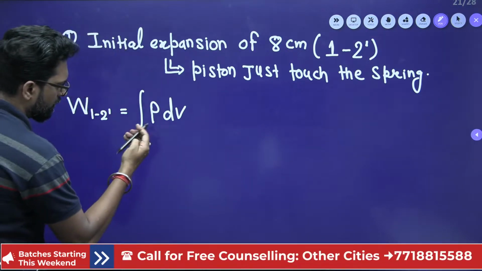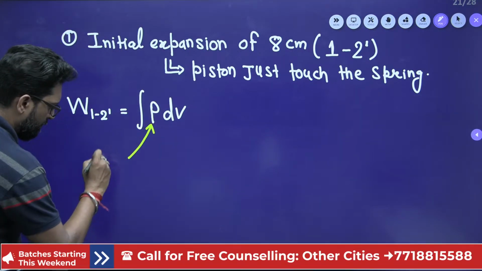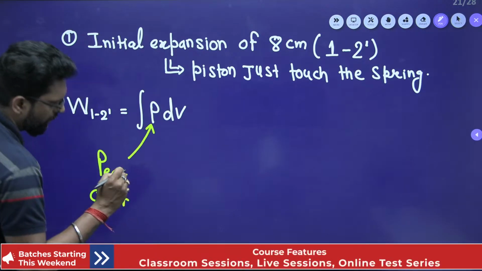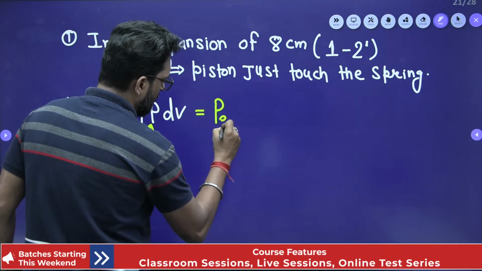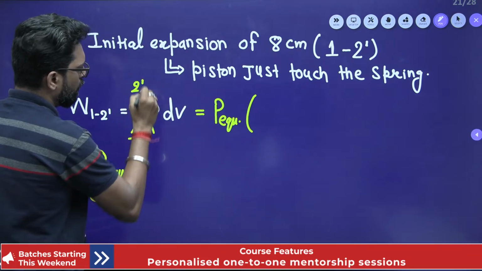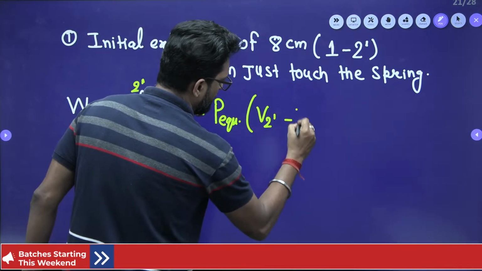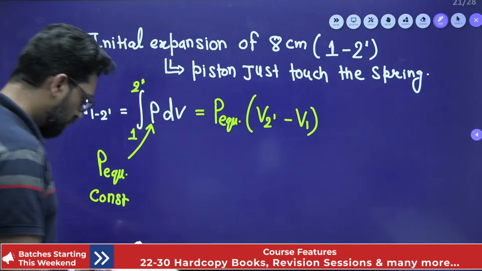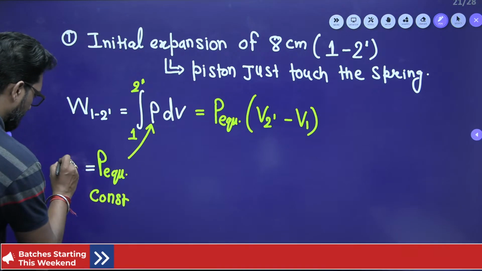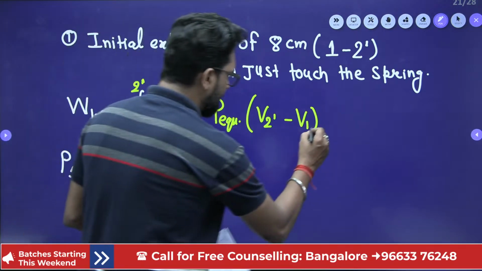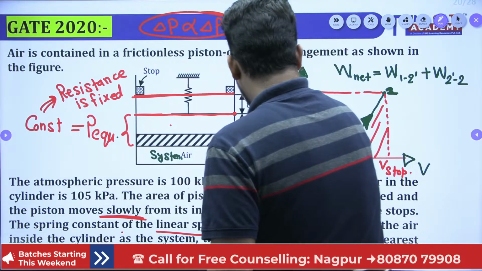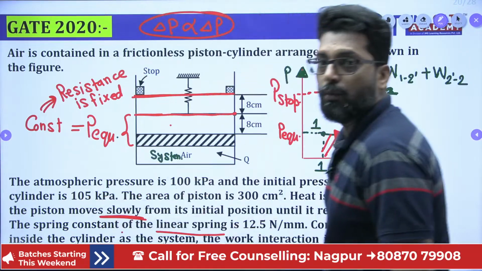And P is what? P equilibrium, and this is constant. So keep it outside of the integration. The process is 1 to 2 dash, that means V2 dash minus V1. Okay, so what is the pressure at that point? Equilibrium. So this equilibrium pressure is P1, the initial pressure, and the initial pressure is given. How much is it given? The initial pressure of the air inside the cylinder is 105 kilopascal.